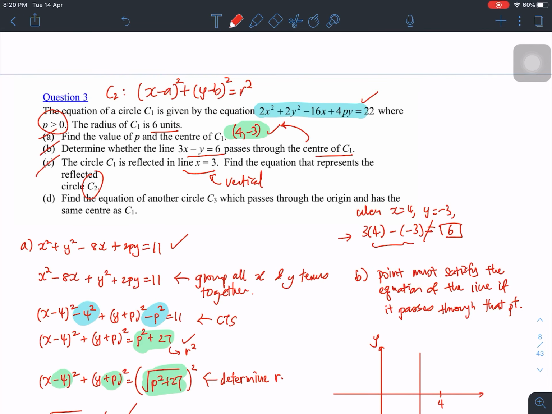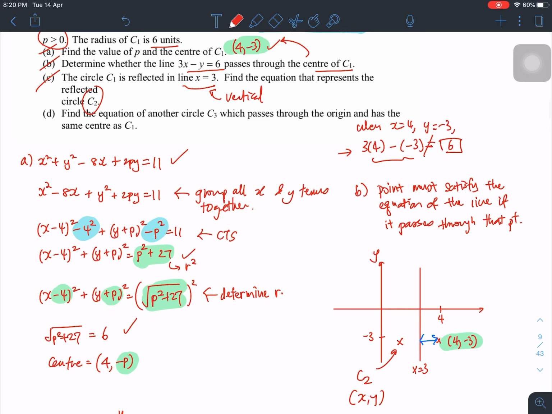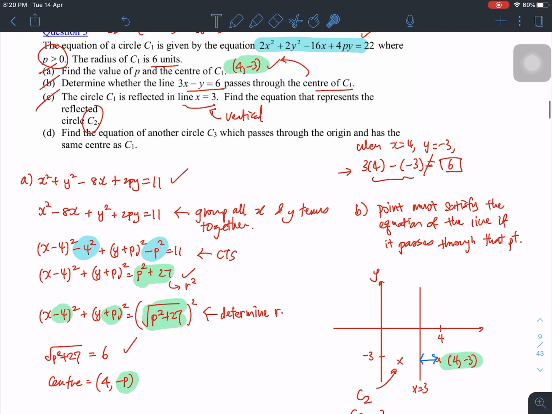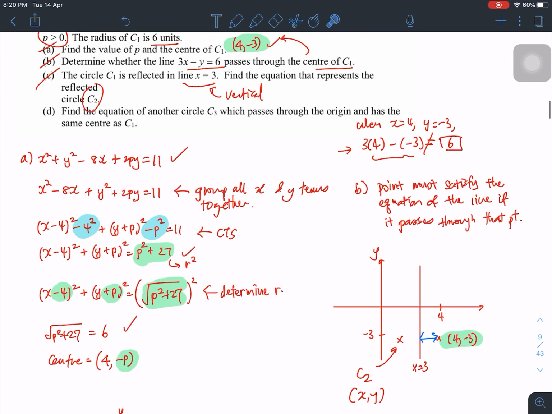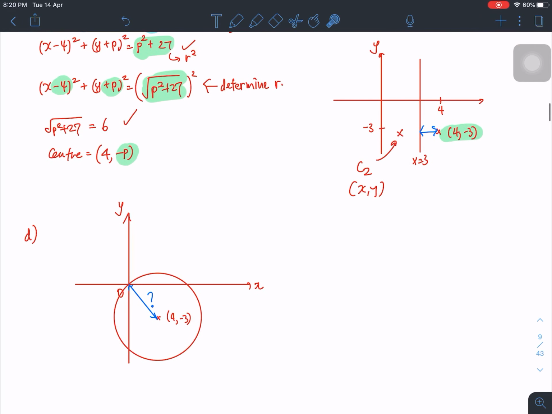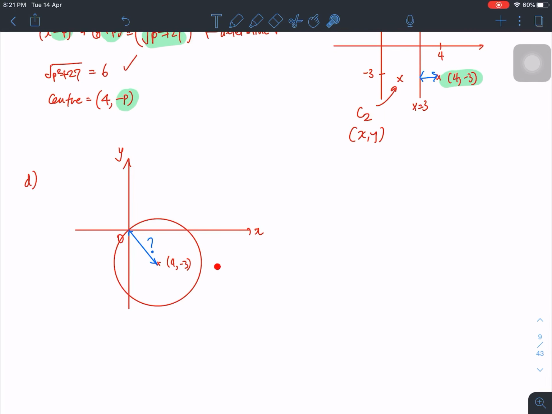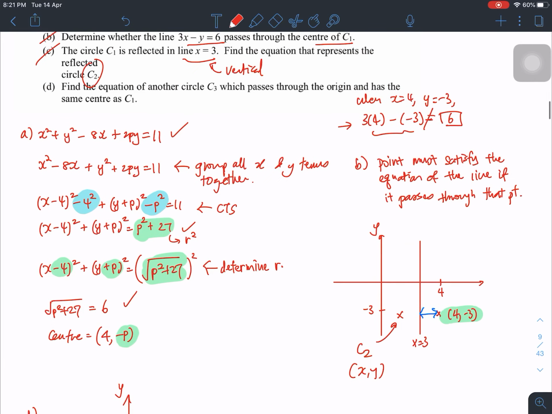I'm going to the last part now, D. They want you to find the equation of another circle C3 which passes through the origin and has the same center as C1. So again, the same center as C1 refers to this point (4, -3), which we have found earlier. If you can't visualize, what I will advise you to do is to sketch. So I've sketched the diagram. The circle passes through the origin, and it has the same center (4, -3). So this is the new circle C3. The question is asking you to find this equation.